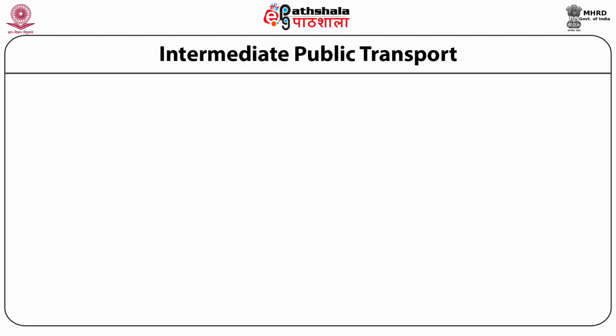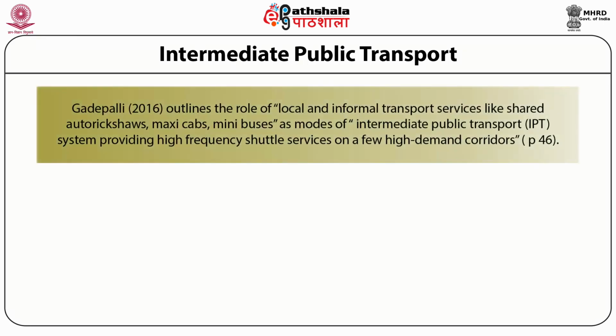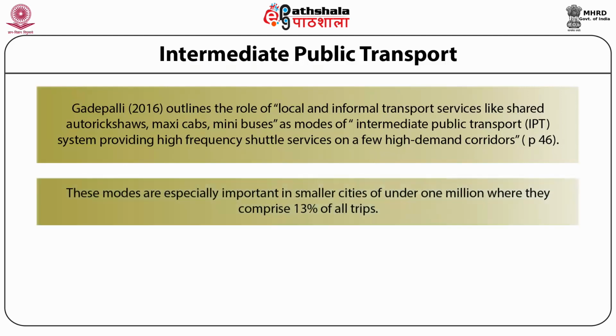Intermediate public transport. Scholars have outlined the role of local and informal transport services like shared auto rickshaws, maxi cabs, and minibuses as modes of intermediate public transport system, providing high frequency shuttle service on a few high demand corridors. These modes are especially important in smaller cities of under 1 million, where they comprise 13% of all trips.